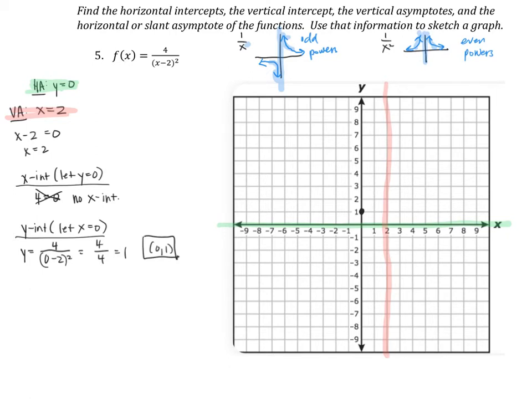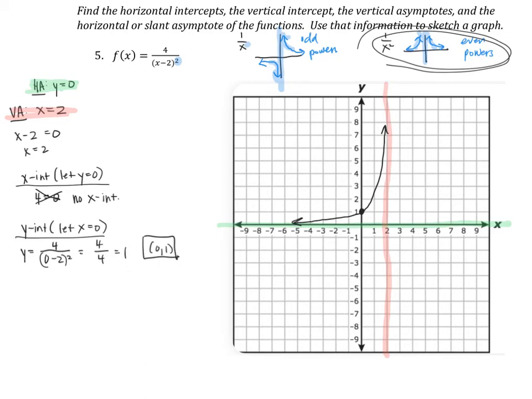So for number 5, notice that we have an even power here. So it's going to resemble the toolkit function of 1 over x squared, right? So they both have to be going up or in the same direction. So I have this (0, 1) as my y-intercept. Since I know there's no x-intercept, I know it doesn't cross the green. That means it's got to be going up like this. And this has got to be going down like this.